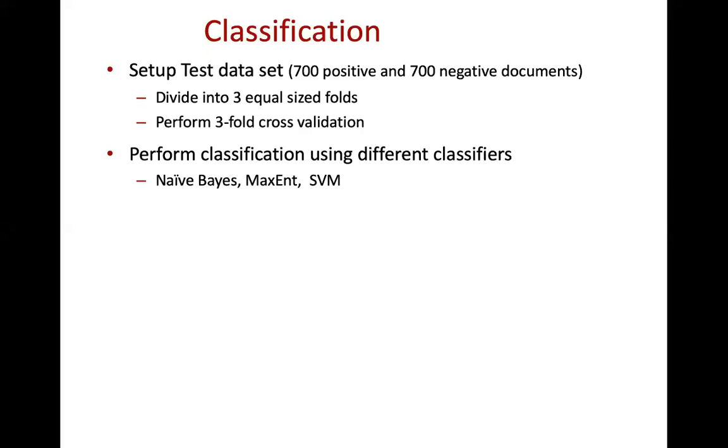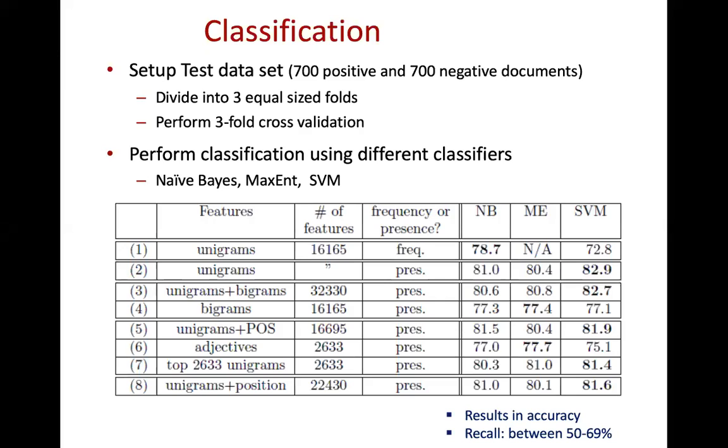Then you can run the classification using different classifiers like Naive Bayes, SVM, and MaxEnt, or maximum entropy. After that, you can see the performance of these 3 classifiers for different types of features, like unigrams, unigrams plus bigrams, unigrams and part of speech, adjectives, top unigrams, which are basically top words, and unigrams with position of the word. So you get different feature sizes. You can see that unigrams with bigrams provide better performance overall when applied to the SVM classifier.